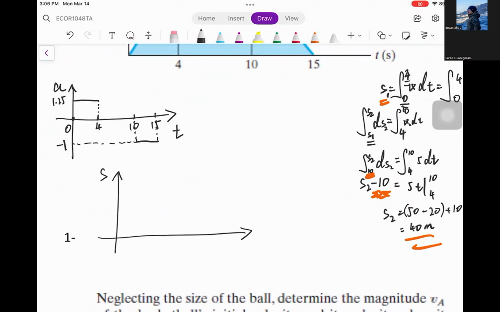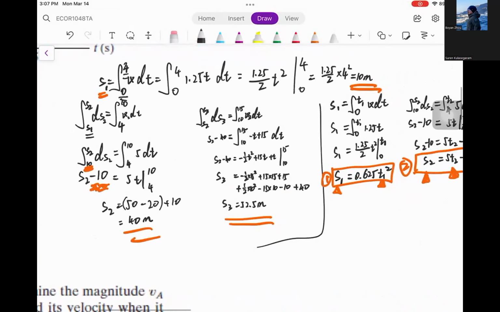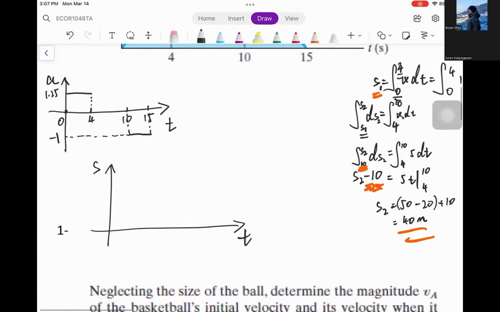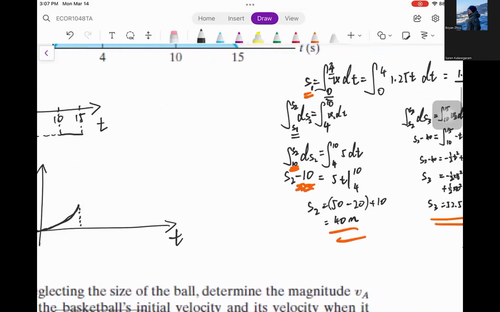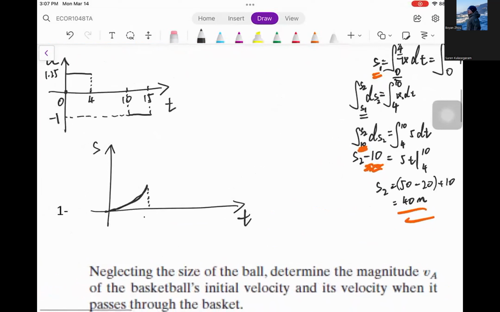It's going to be the displacement S over time. So for the first line, it's 0.625 t to the power of 2. So it's going to be something like this. It's going to be rough. In your exam, if you have something like this, just draw the shape, it's obvious. And here it's going to be 4 seconds.